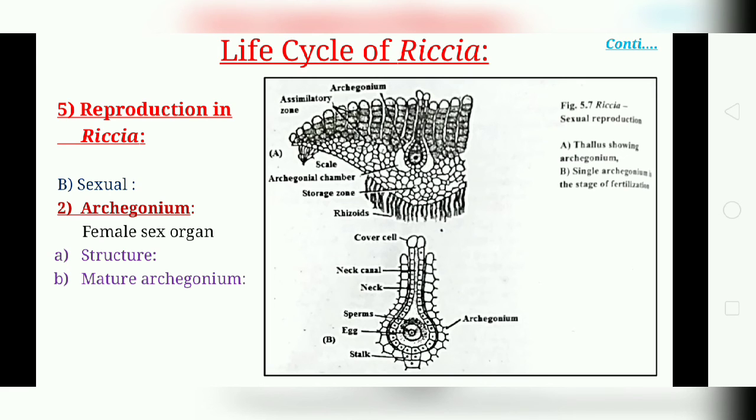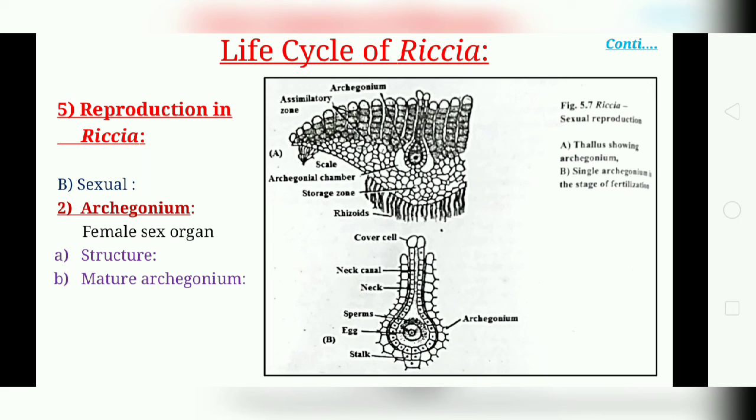In picture B we can see the neck consists of 6 to 9 tiers of elongated cells arranged in 6 vertical rows. The upper part is covered by 4 large lid or cap cells. So this is a mature archegonium, enclosed within the archegonial chamber.